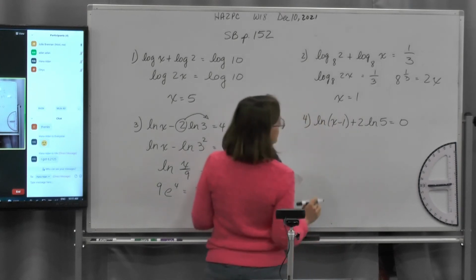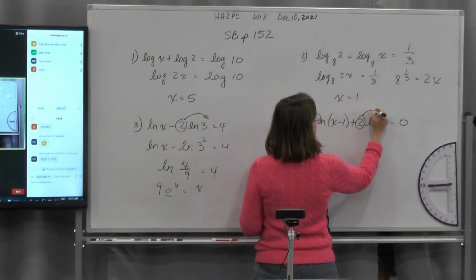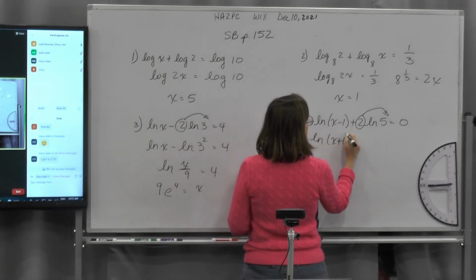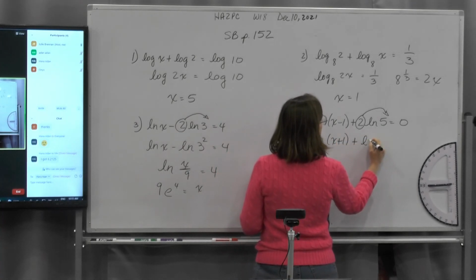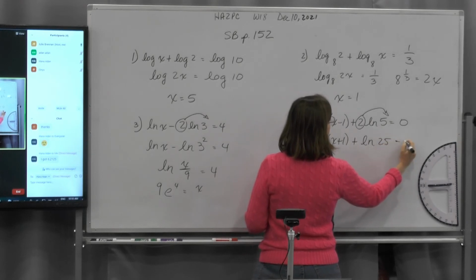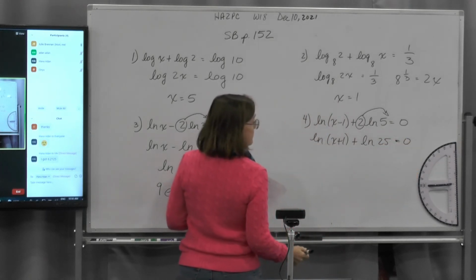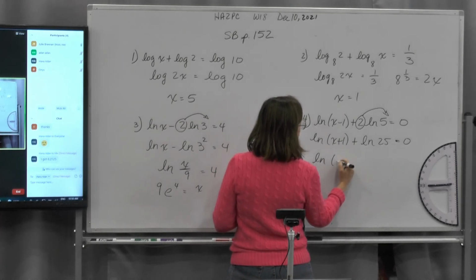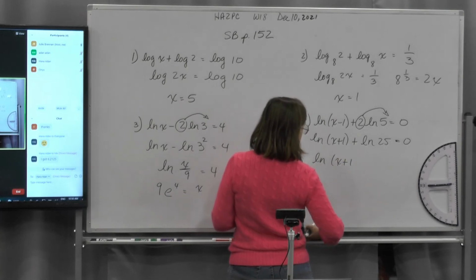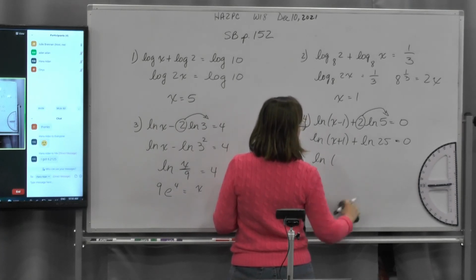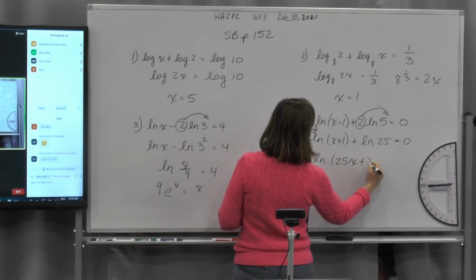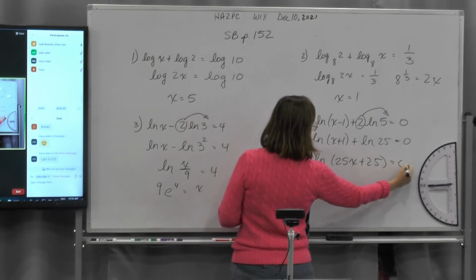Okay, how about this one? Same thing, right? Get this up here. So now I've got the natural log of x plus 1 plus the natural log of 25 is equal to 0, right? The natural log of x plus 1 times 25, I might as well. This times this: 25x plus 25, right, is equal to 0.